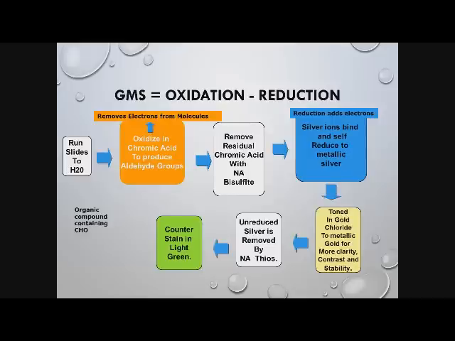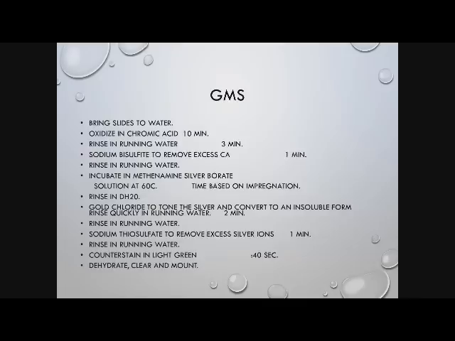Then we tone it in gold chloride to metallic gold for more clarity, contrast, and stability. We remove the unreduced silver, then we counterstain it. Here's the process. Believe it or not, this too can be automated on an open system. You just have to set it up, and you have to have a heated vessel on your instrument.